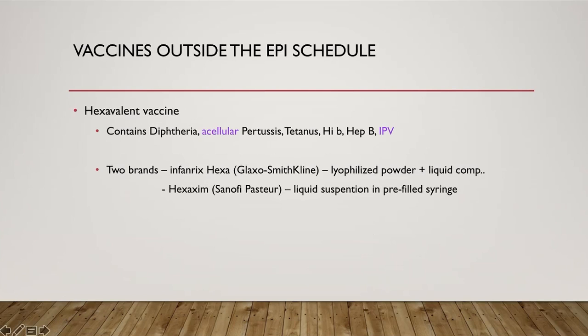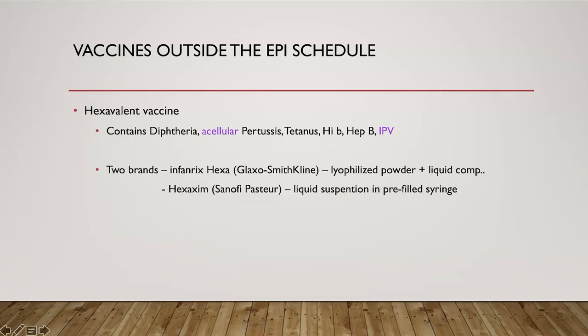Then vaccines outside the EPI schedule. So what are the vaccines outside the EPI schedule, which either the hospital can purchase locally or the parents of a child who request this can purchase in the private sector? The common vaccine which is used is the hexavalent vaccine. The hexavalent vaccine is given instead of the pentavalent vaccine and oral polio.